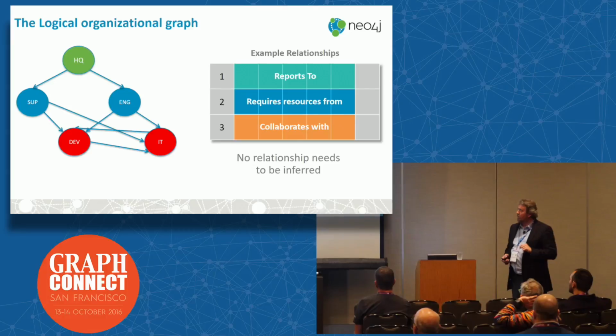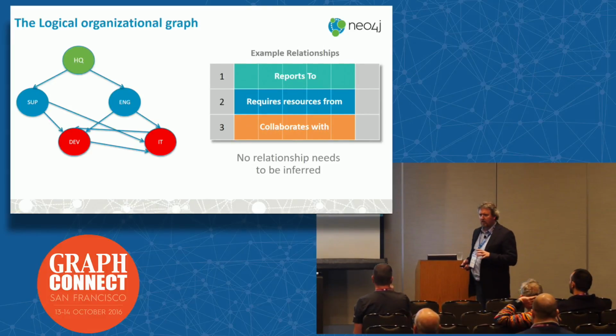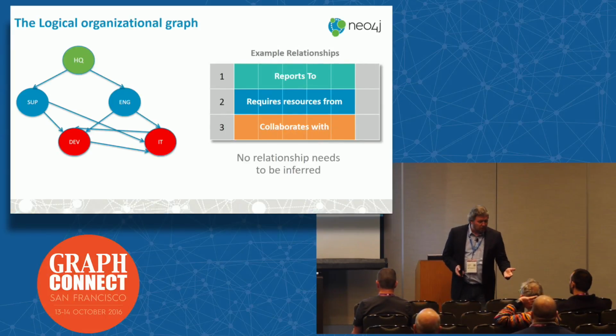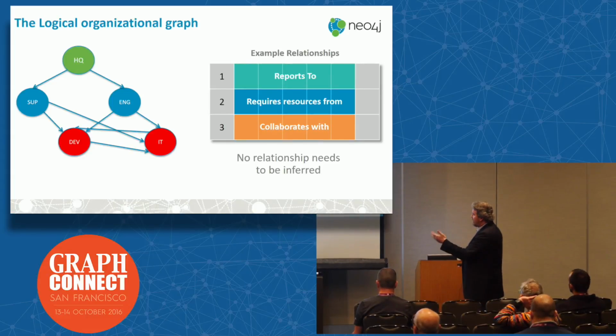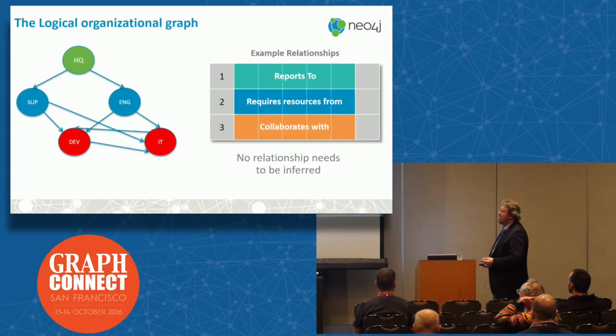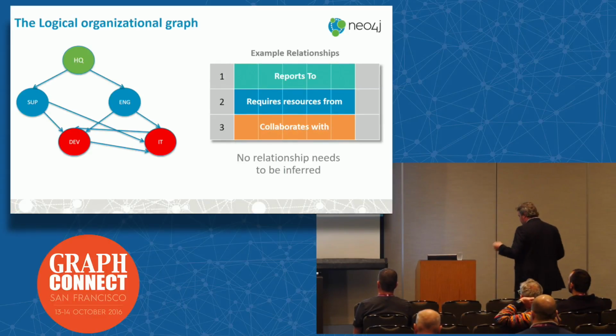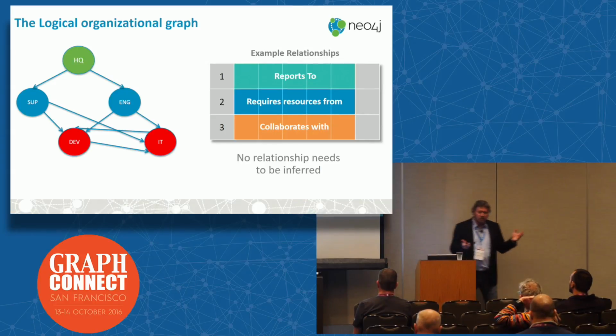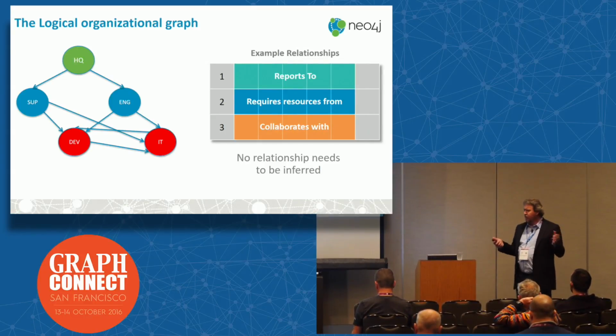In fact, of course, the logical organization that we're doing for identity and access management has more than one type of relationship, correct? So we do have an organizational structure, engineering reports to HQ, IT reports to engineering, but we have numerous other types of relationships. Support requires resources from IT, and development collaborates with IT, right? Those are relationships that are outside of the paradigm of a hierarchy, even though they do exist in any information security, risk management domain, correct?